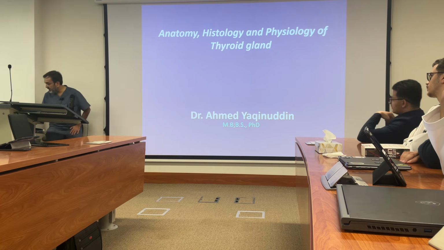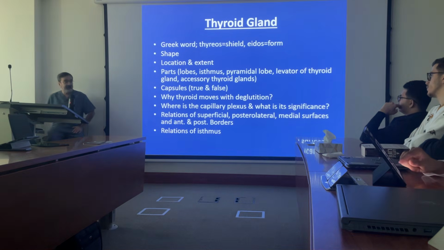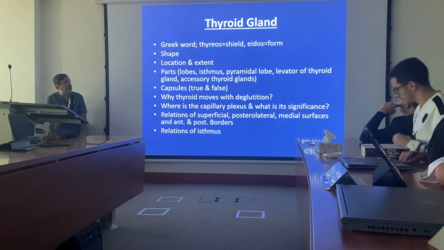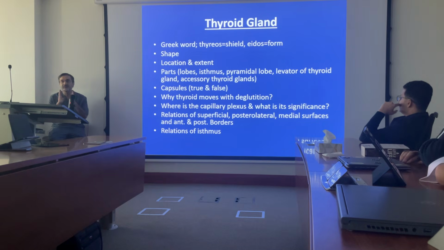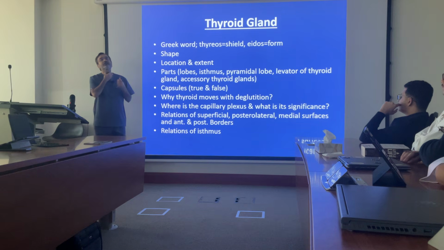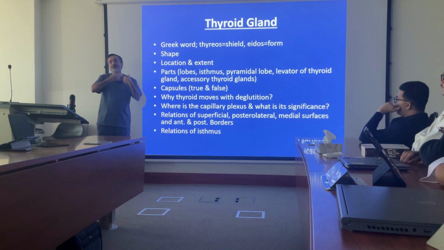So let me begin with the thyroid gland. Thyroid gland is a Greek word, and it came from a Greek word which is called thyrios. Thyrios means a shield, because if you see the thyroid gland in the neck, it is covering your trachea and esophagus. It just looks like a shield covering your trachea and the esophagus.